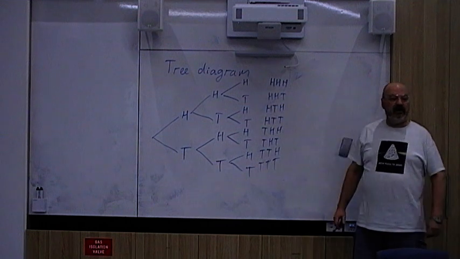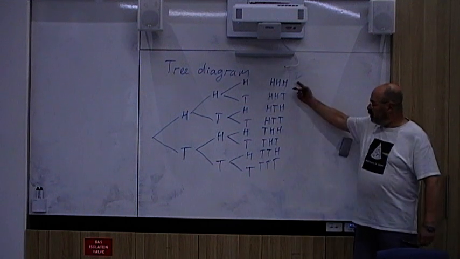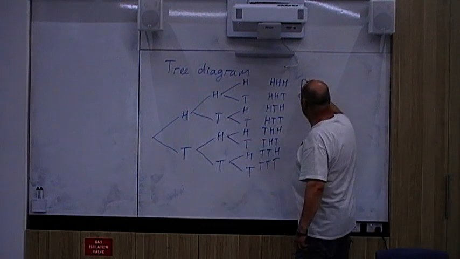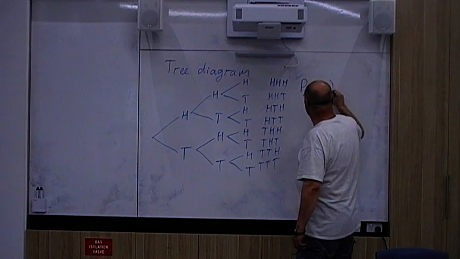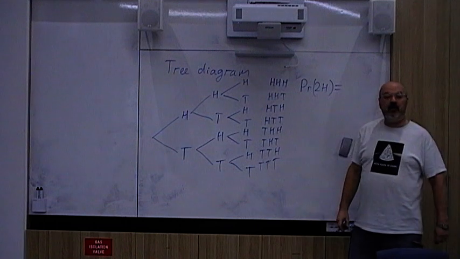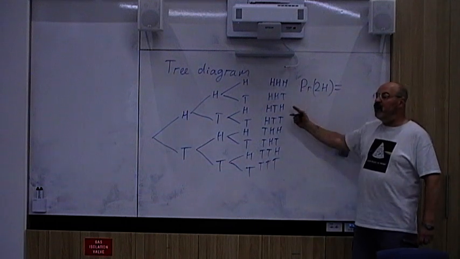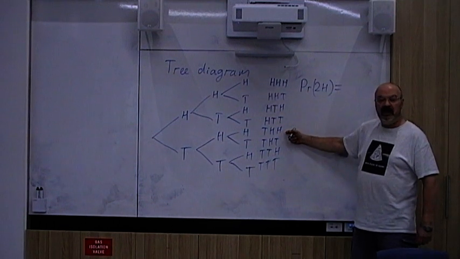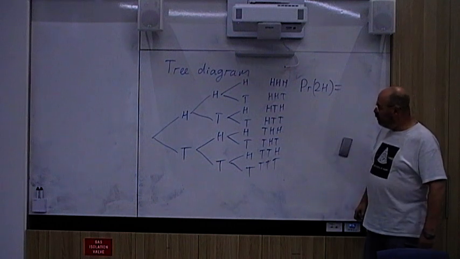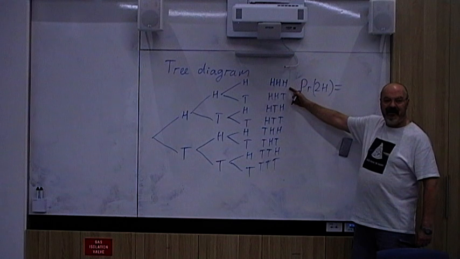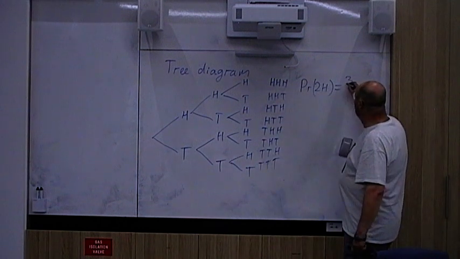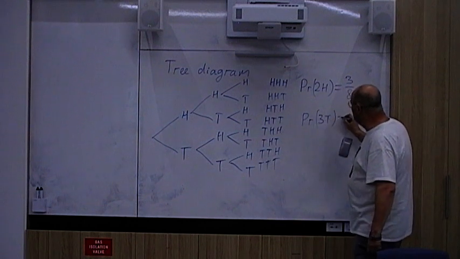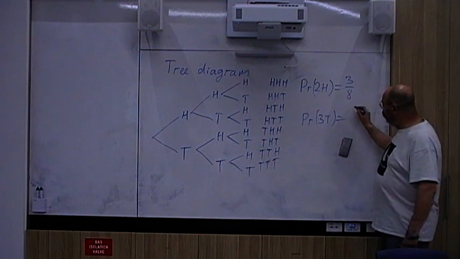How many outcomes do we have in total? 8. We have 8 outcomes. What will be the probability of getting 2 heads when you toss a coin 3 times? In how many outcomes do we have 2 heads? 3 over 8. No, you missed one. Where? We have 3 outcomes with 2 heads, so 3 out of 8. If you want to find the probability of getting 3 tails, we have 1 out of 8.